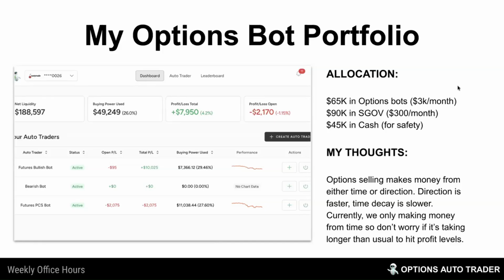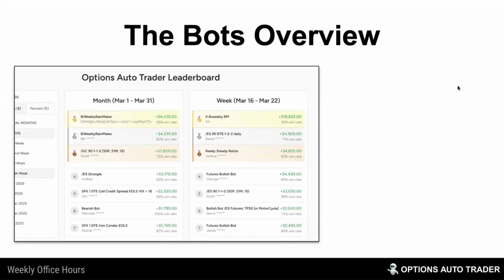Nothing wrong with our bot, nothing wrong with our setups. It's just how it works in these types of markets. All right, bot overview. Let's look at the leaderboard right now. What are the top bots performing?